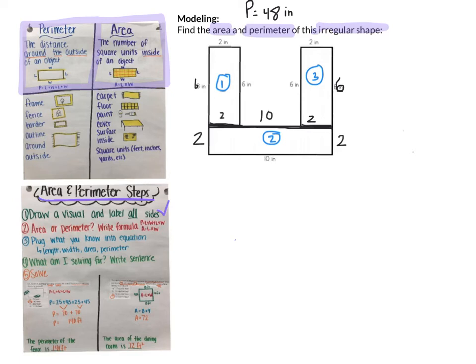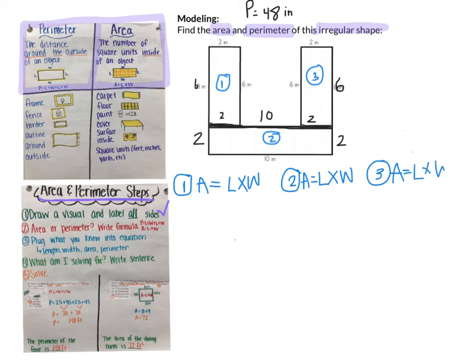Okay, so we'll find our first area here. For my first rectangle, the formula for area is area equals length times width. We'll solve for our second rectangle. Again, area equals length times width. And our third rectangle. Okay, next up we're just going to plug in our dimensions for each to solve. So for my first rectangle, we'll plug in our dimensions.